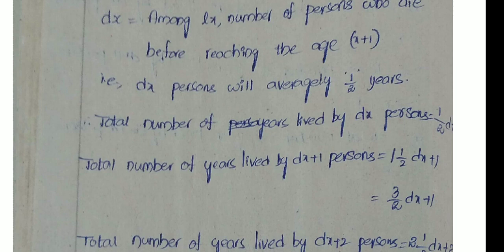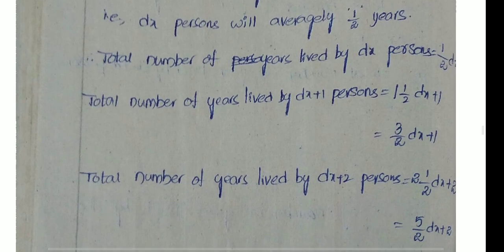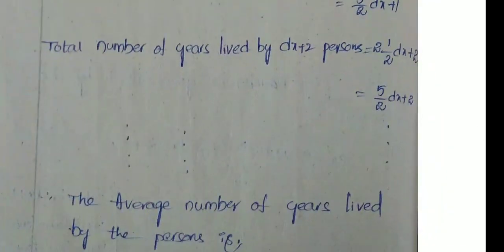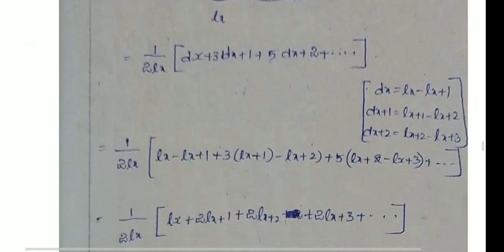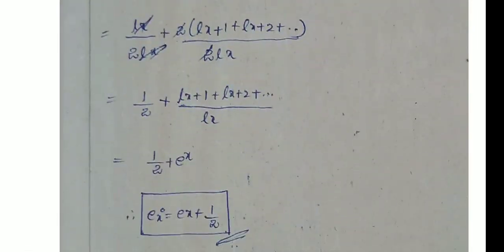So the total number of years lived by dx persons is equal to half into dx, and for dx+1 it is 1.5, so we take 1.5 into dx+1, that is 3/2 dx+1. Similarly we will write down all these things and take the average, and in a similar fashion we will get the answer, that is equal to e_x plus half.